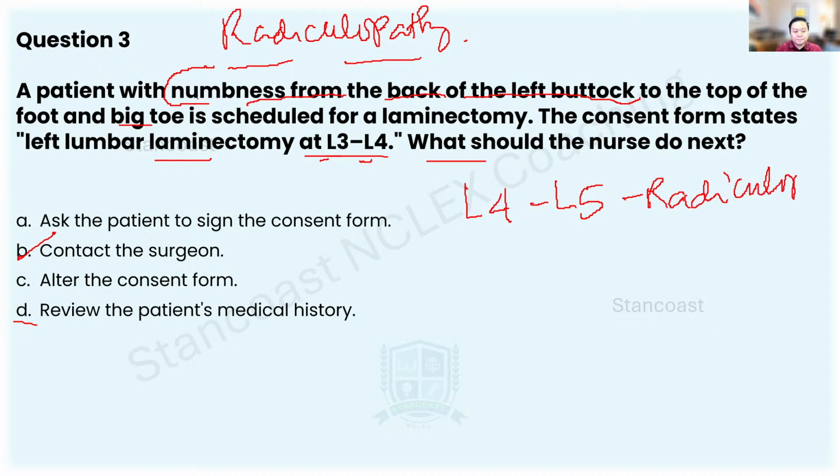Okay. The consent is stating L3, L4. They would not be manifesting this kind of manifestations if the injury were within L3 and L4. But here we have our patient complaining of numbness specific to levels L4 and L5. So this time, guys, before we allow the patient to sign, because this is a discrepancy in the order, we need to contact the surgeon to make sure this is corrected before we allow them to sign the consent. Okay? This is specific to L4, L5.